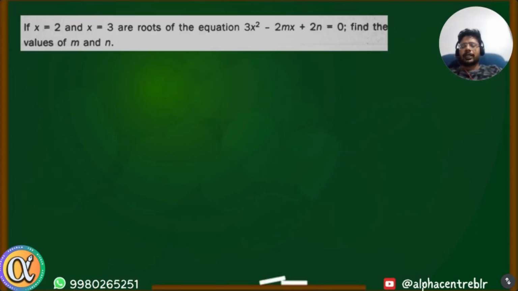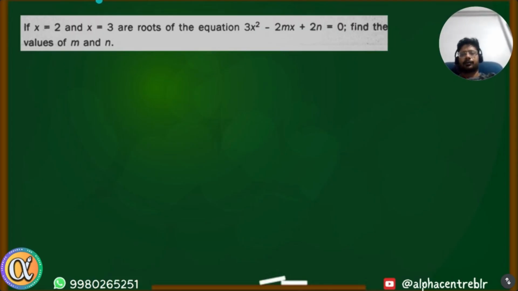If x is equal to 2 and x is equal to 3 are roots of the quadratic equation, find the value of m and n. What is your answer? I got n as 9. N is 9. Okay. And m as 7.5. Okay. What is your answer, Nishika? So n is 9, m is 15/2, which is 7.5. Yeah, 15/2 is 7.5.